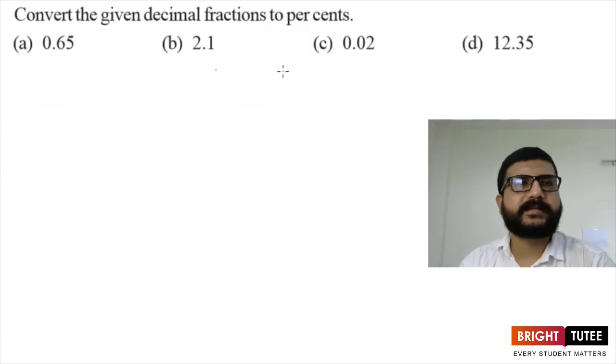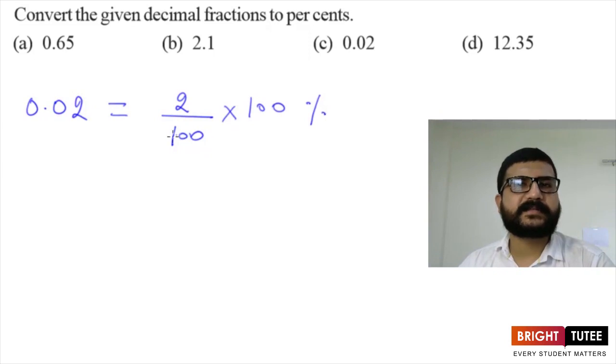And the next one is 0.02. Again we have to write this as a fraction first. So this will become 2 upon 100. We have removed the decimal, that becomes 2, and then after decimal we are having 2 digits. So we have to put 100 here in the denominator. So now we will multiply this with 100. Now 100 and 100 will be cancelled out. So we are left with 2%. Therefore 0.02 is equal to 2%. And the next one is 12.35.